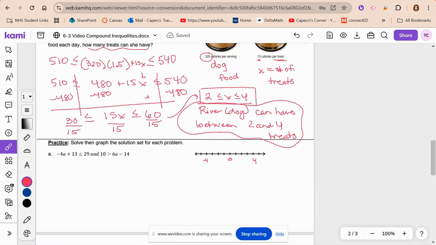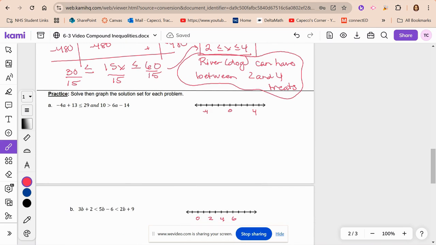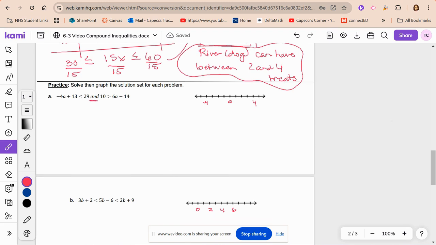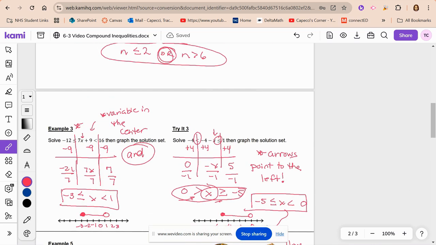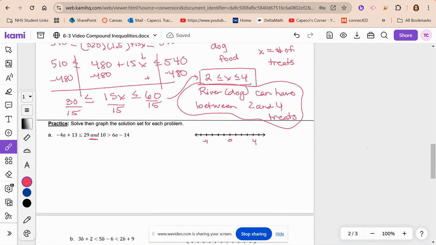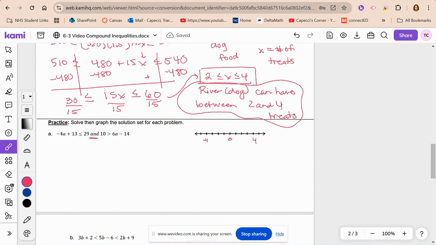Okay? All right, so let's take a look at our last two problems. They're slightly different, so we just want to get practice with those. First of all, you see the word and, so we're going to have an and. So let's go back up. Unlike these right here, they were and, but that was just like one big inequality, right? That's just one big inequality statement. These are separate. So we're going to solve them separately and then see what happens.